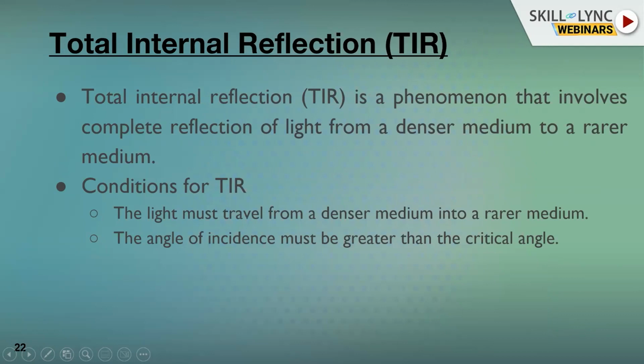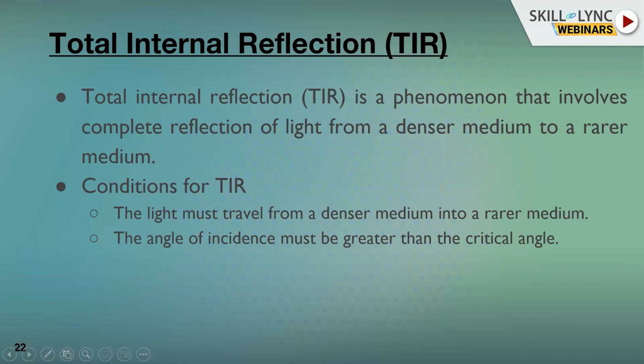So there have to be some conditions for total internal reflection to happen. Light must travel from a denser medium to a rarer medium. And the second condition is that the angle of incidence must be greater than the critical angle.